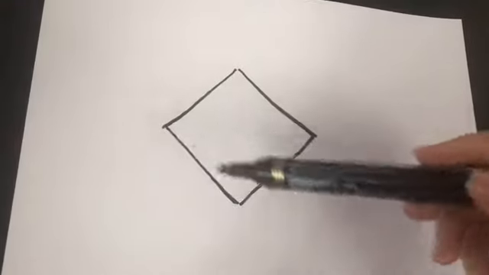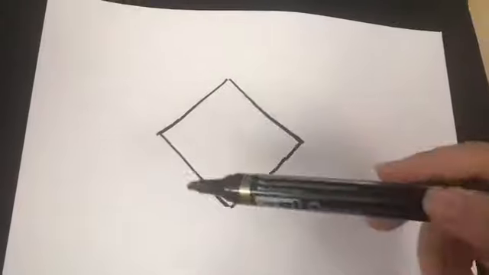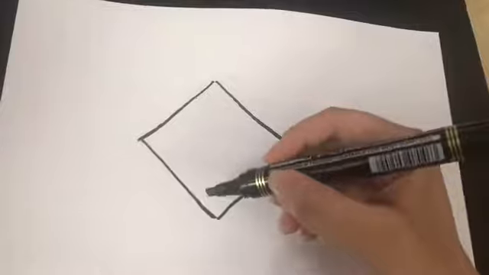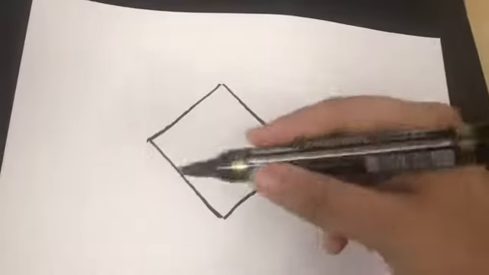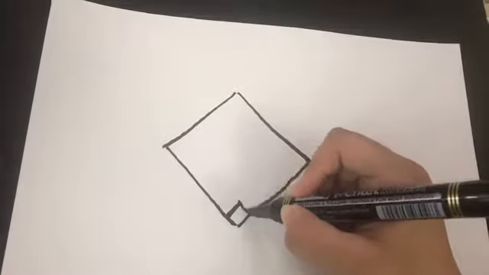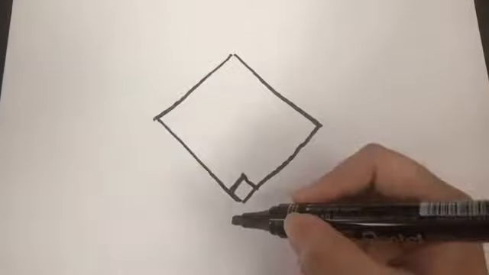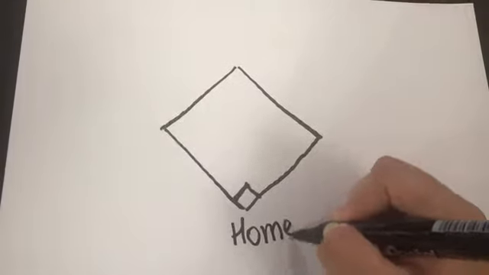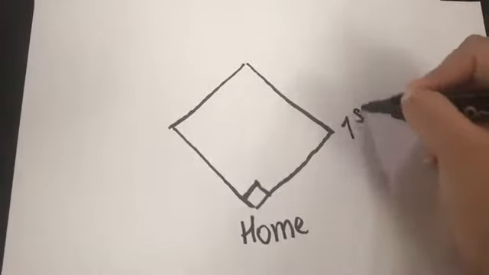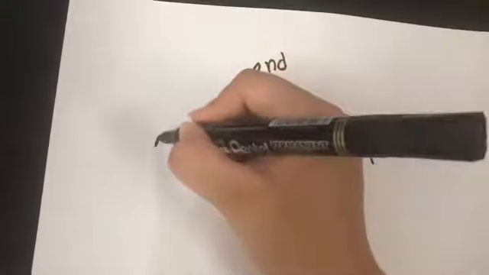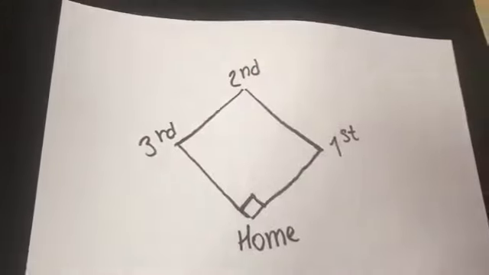Now, remember that this is a perfect diamond, a square. So each corner will measure 90 degrees. So now, we will put a 90-degree sign here. And now, we're going to write that this one will be home, this one will be first base, this one will be second base, and this one will be third base.